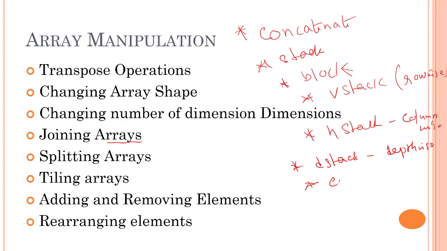And then we have column_stack. You can use it directly to turn 1D arrays into a 2D array. If you want to add both, we use this. And the last one is row_stack. This works the same way, just stacking vertically, row wise. We use these methods in joining arrays.